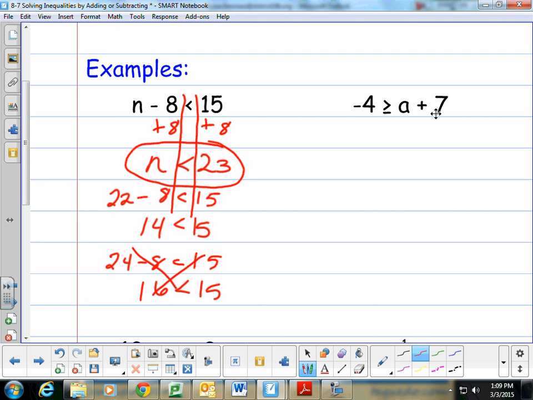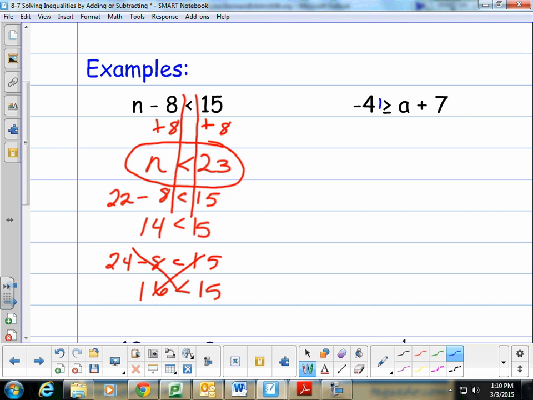So, another one to try. Negative 4 is going to be greater than or equal to a number plus 7. What I can predict is that a has to be negative. For negative 4 to be greater, that means anything on the right will have to be less than negative 4. So negative 5, negative 6, and so on.